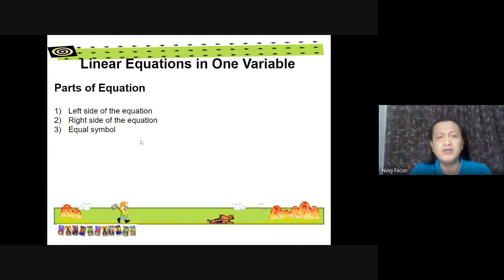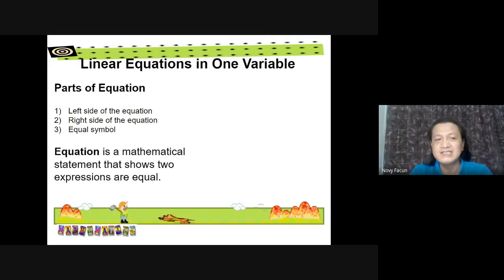And with that, meron tayong tinatawag na parts of equation. Meron tayong tatlong bahagi. Meron tayong left side of the equation, right side of the equation, yung pagitan nilang dalawa, nandoon ang equal symbol. Alam naman yung equal symbol, no? Okay, so ibig sabihin, equation is a mathematical statement that shows two expressions are equal. Yun yung left and right side natin. So, meron tayong expression on both sides. But they are equal. So, yan yung ibig sabihin ng equation natin.